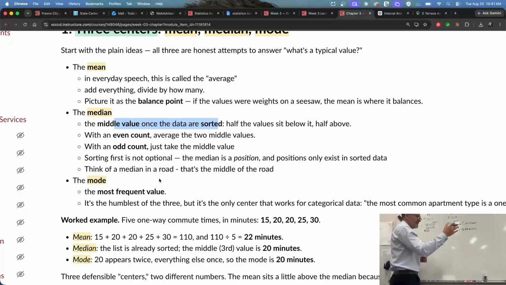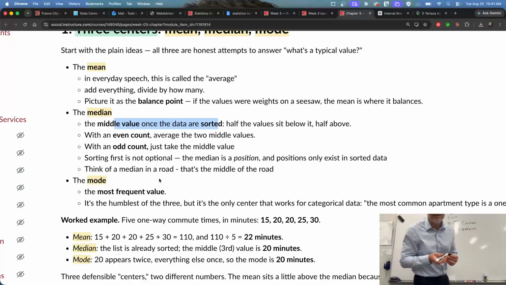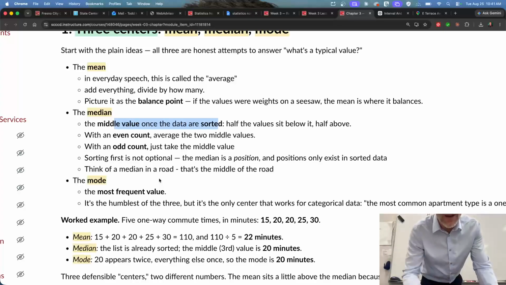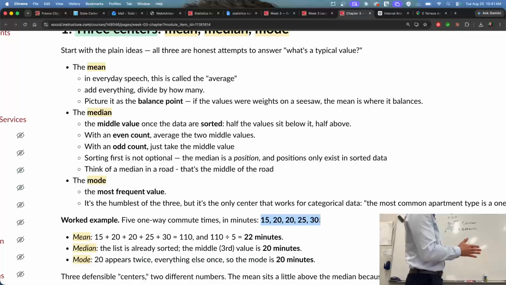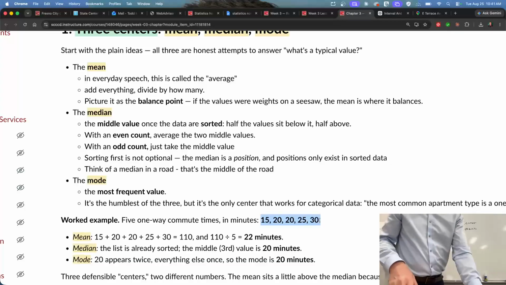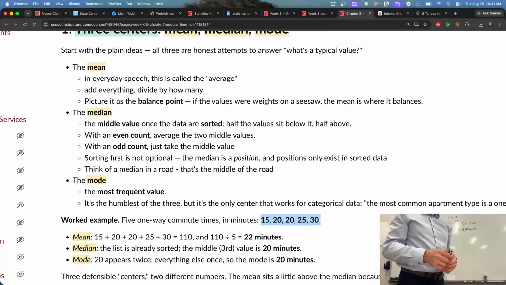What about if I had these data? Okay, here's an example. 15, 20, 20, 25, 30. What's my median there? See the values I highlighted on the screen? What's the middle value? It's 20, right? It's the middle one. You got 2 on the left, you got 2 on the right. The one in the middle is the median.